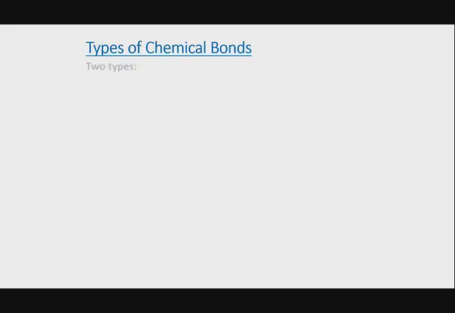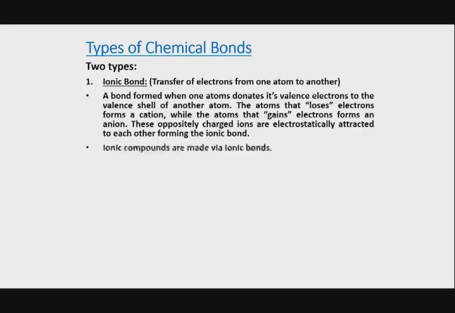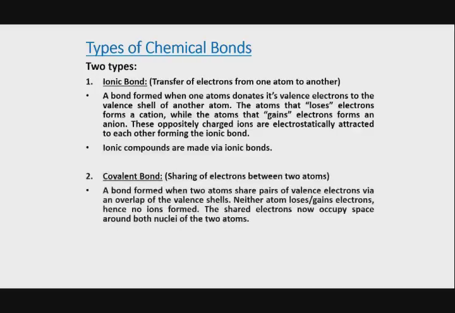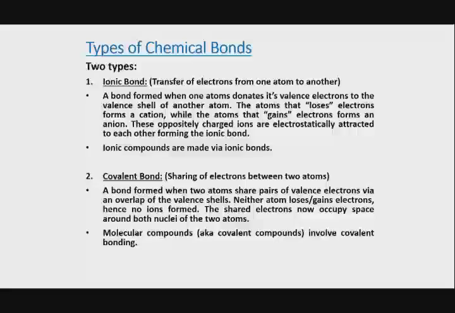There are two types of chemical bonding that we will consider, and those are ionic bonding and covalent bonding. Ionic bonding takes place when one atom donates electrons, valence electrons, or electrons from its valence shell to another atom that accepts those into its valence shell in order, remember, to satisfy the octet rule.